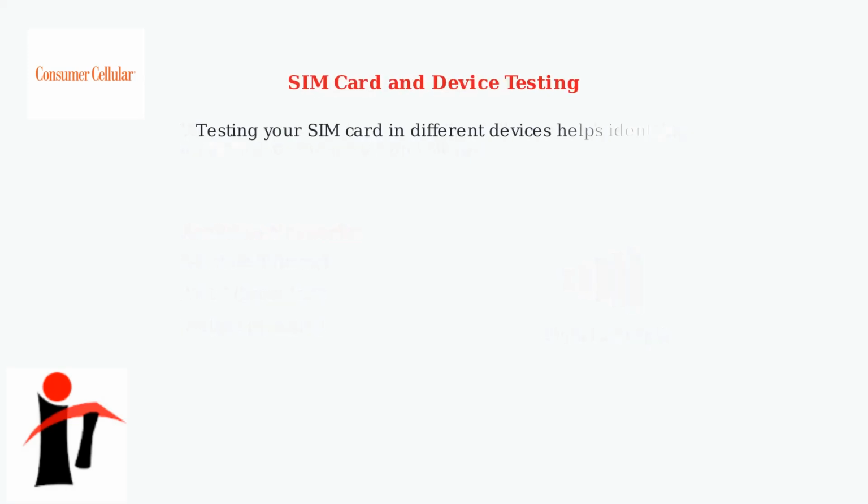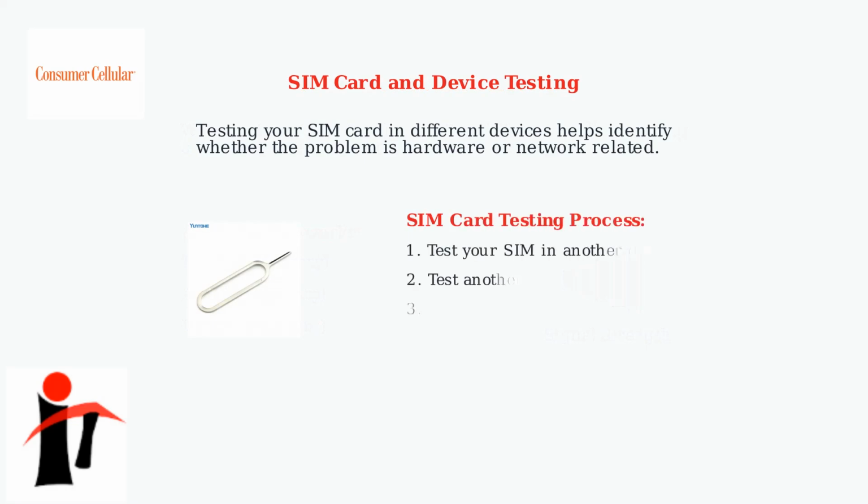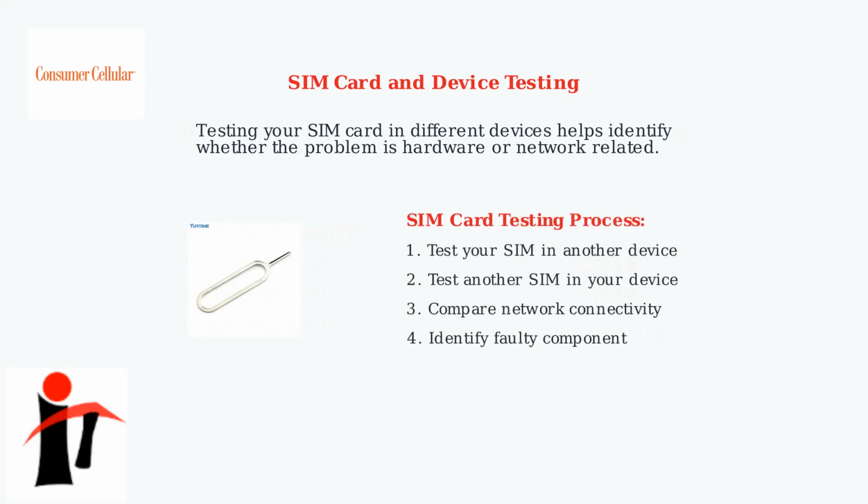Hardware testing involves swapping SIM cards between devices to isolate the problem. If your SIM works in another device, the issue is with your phone. If another SIM works in your device, your SIM card may be damaged and need replacement.